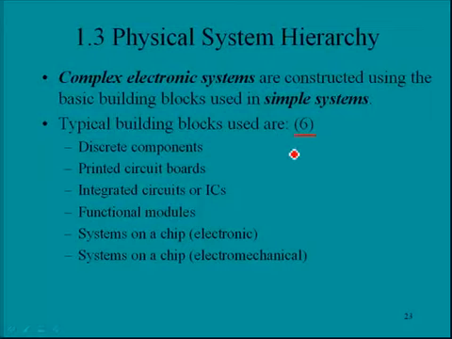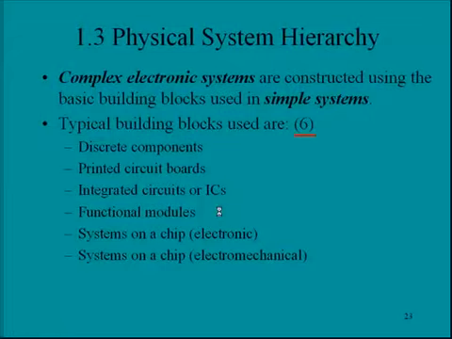We're going to look at 6 different building blocks used in electronic systems. We're going to start out with discrete components, to printed circuit boards, to integrated circuits or ICs, to functional modules, to entire systems on a chip, and this would be of the electronic type, and then entire systems on a chip in the electromechanical type.